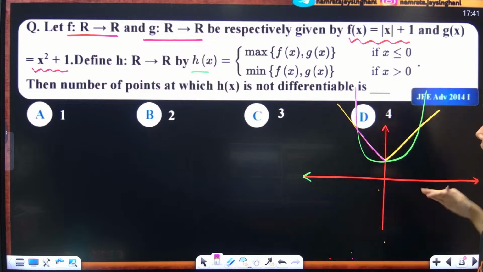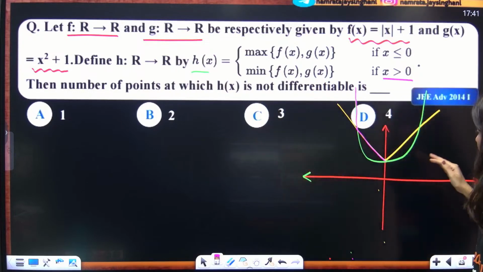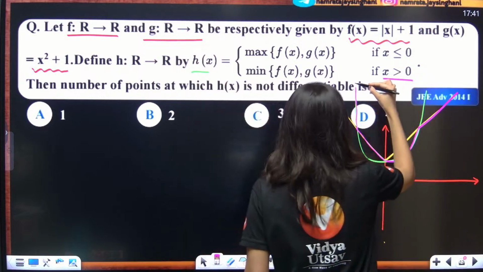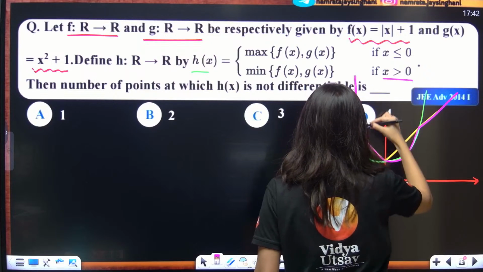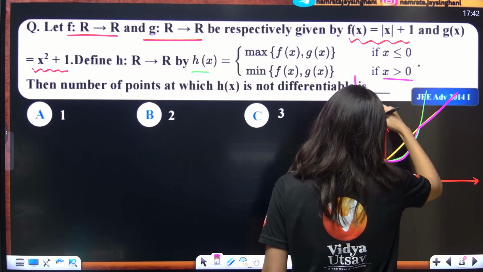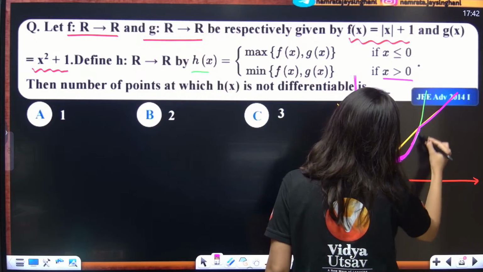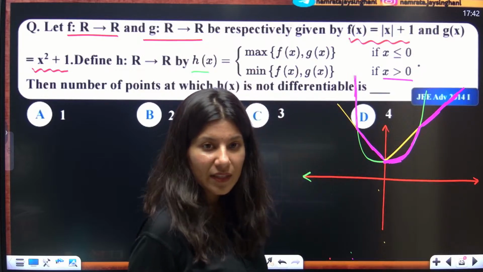hx. And on the right hand side, for x greater than 0, minimum of fx and gx. So minimum means whichever is lower, that will be your graph. So can you see whatever is pink shading, this is your pink shading. Yes, this is your graph. Okay, can you see the highlighted graph, pink color? Only the pink color. Focus on pink color now.